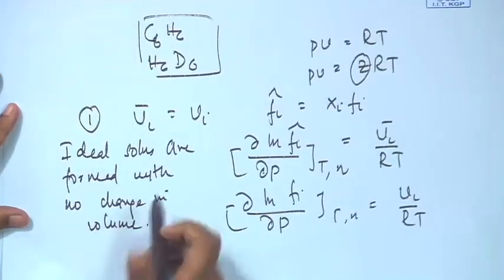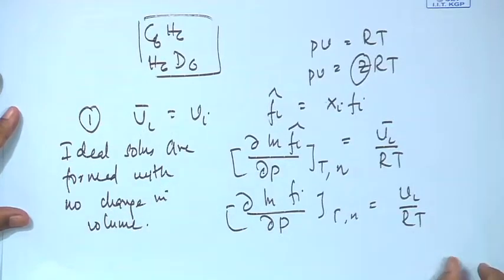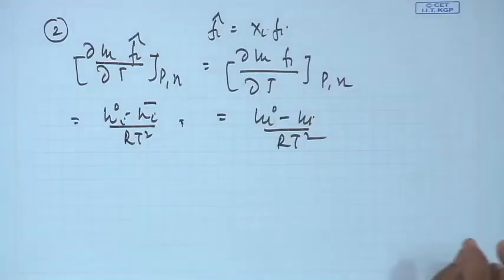Well, to come back to the properties of ideal solutions. The first property we had already discussed in the last class, where I told you that ideal solutions are formed with no change in volume. Let us see what the other properties are. They will all come from the properties of the fugacities that we have dealt with.